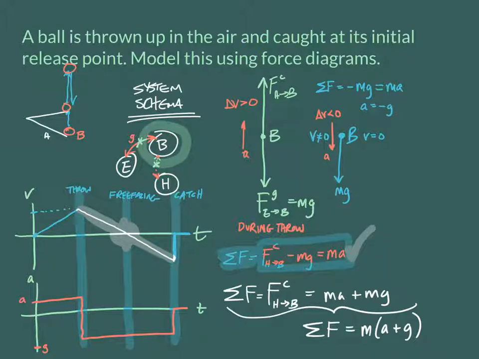So guess what? This will work at any point in the motion of the ball. When the hand's no longer providing an additional acceleration, then a is zero, and it's just g. All right? But it would have a negative part on it, but the sum of the forces is just going to be mass times acceleration.